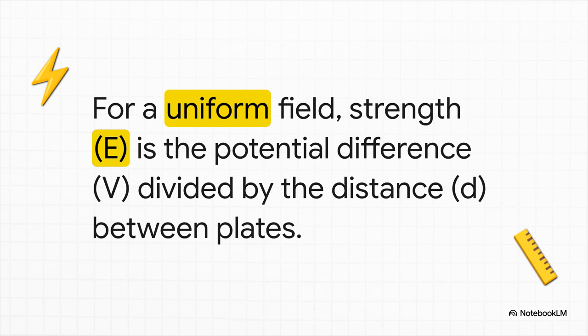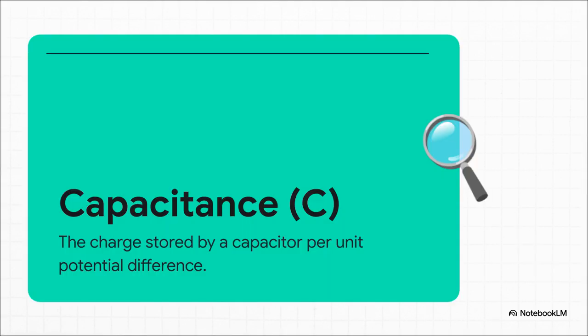And for that special case of a uniform field, calculating its strength gets a lot simpler. It's just the potential difference, or voltage V, between the two plates divided by the distance d that separates them. This brings us to capacitance.